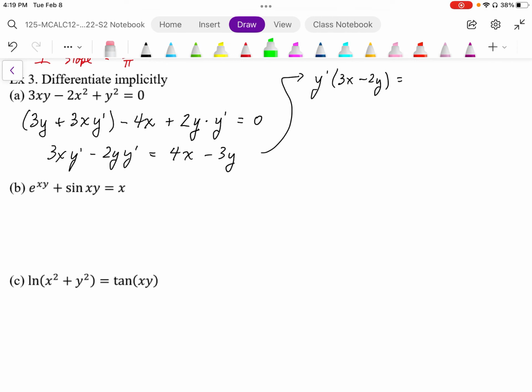So that y prime here and here gets factored out here. Okay, so I'm left behind with these two terms. That's what's left in here. And so I have 4x minus 3y, and then solving for my y prime is 4x minus 3y over 3x minus 2y. And so this is my derivative. Now this is an implicit derivative, meaning I need to have the x and y to be able to calculate slope.